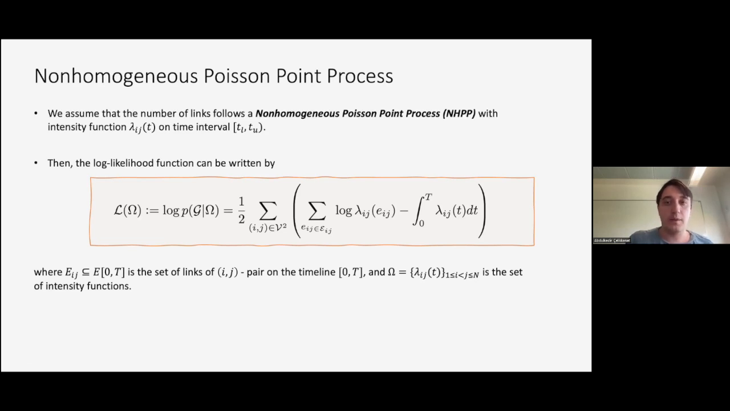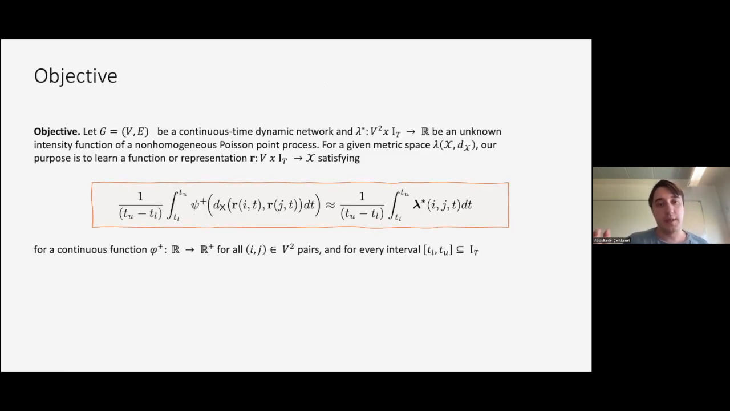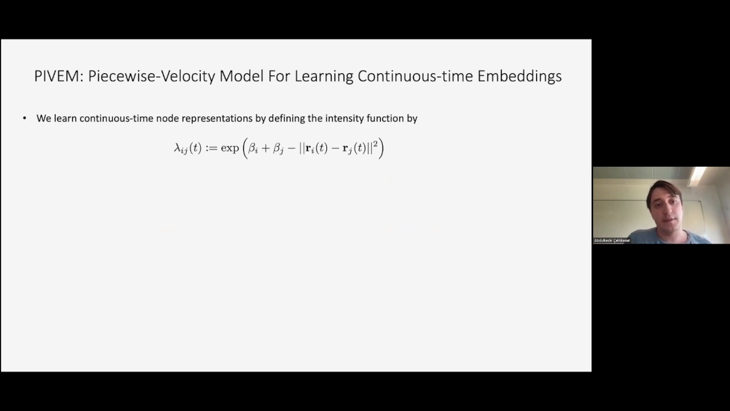Our main goal will be to approximate this correct intensity function based on the node representation r_i(t), where i indicates the node label and t is the timestamp. We define the intensity function based on an exponential link function with some bias terms, beta i and beta j. These parameters are responsible for non-specific effects like degree heterogeneity. And here r_i(t) indicates the embedding of node i at time t.